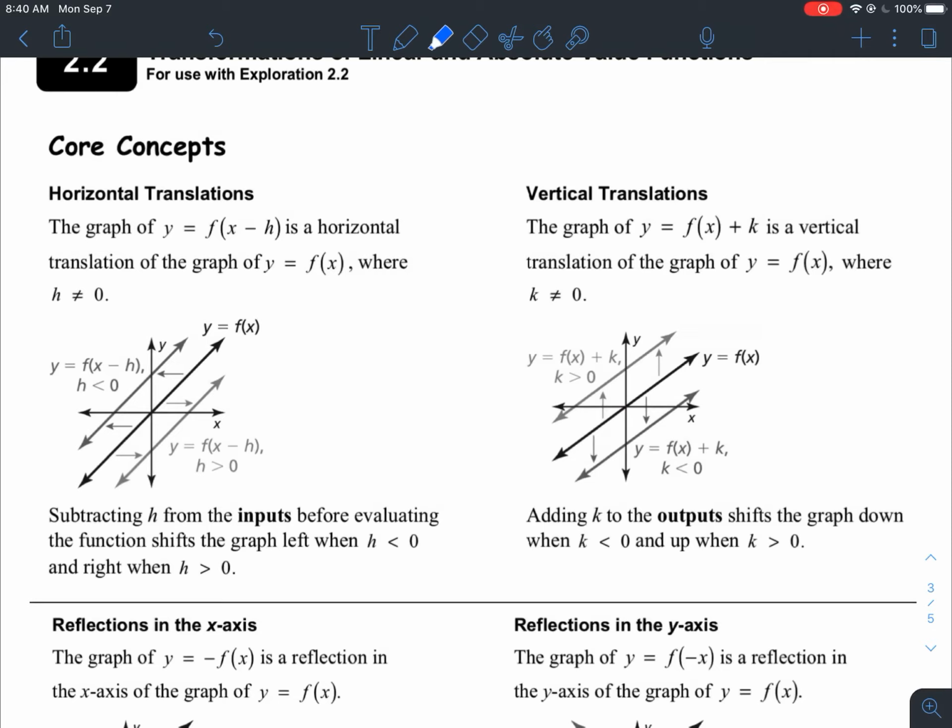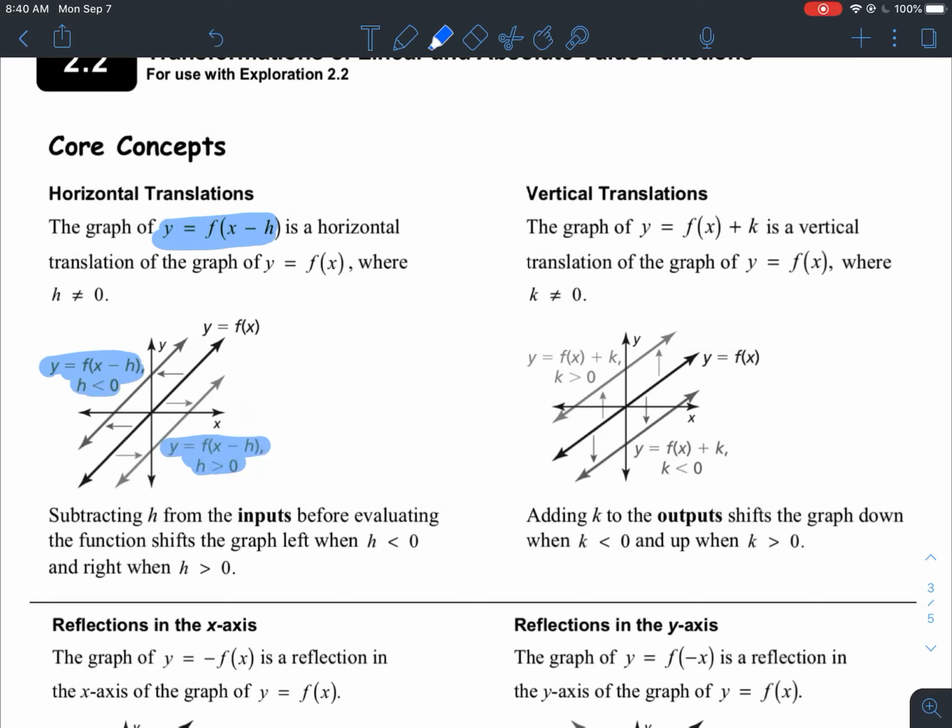So the graph of y equals f of x minus h is a horizontal translation of the graph y equals f of x, where h does not equal 0. So you can see here, these are what's important. This is what is important right here, these two right here.